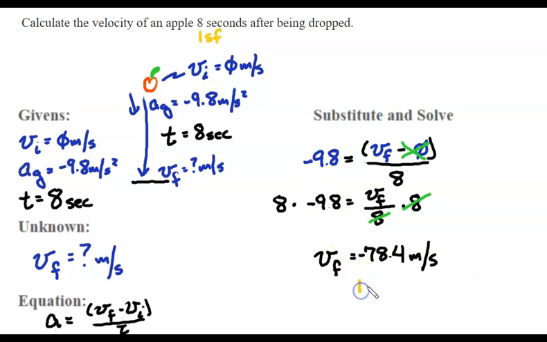Alright, if I go back to the question, I see that there's 1 sig fig here, so I'm going to apply 1 sig fig, and that means that my answer is going to be, the 7 is significant, so negative. The 8 is not significant, but it influences the 7. Negative 80 meters per second.